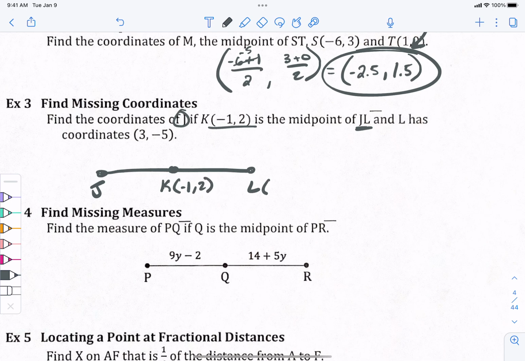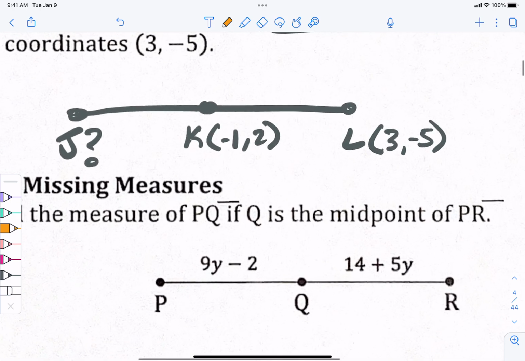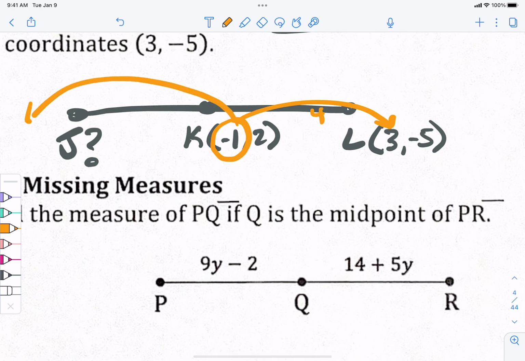L has a coordinate of 3, negative 5. I want to find what J is. I don't know what it is. So I like your idea, right? From negative 1 to 3 is 4 units, correct? So that means that if this is the halfway mark, this has to be 4 units on this side.